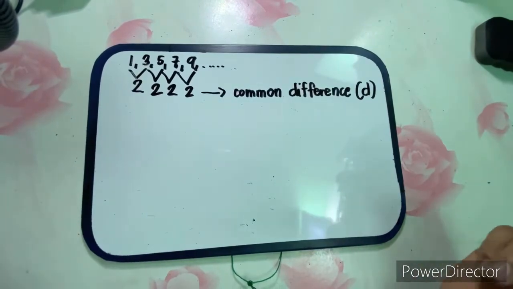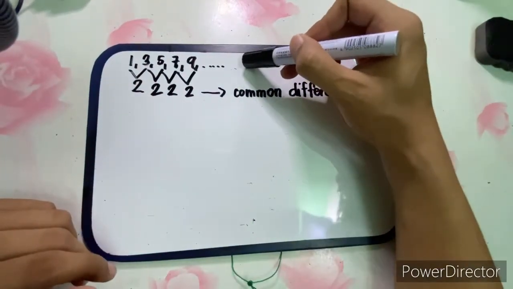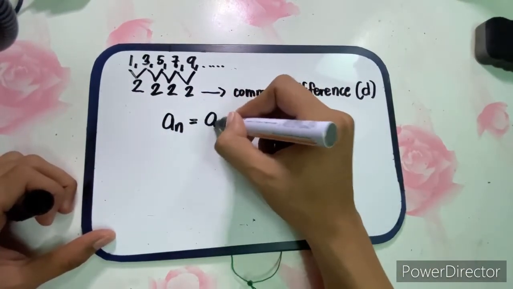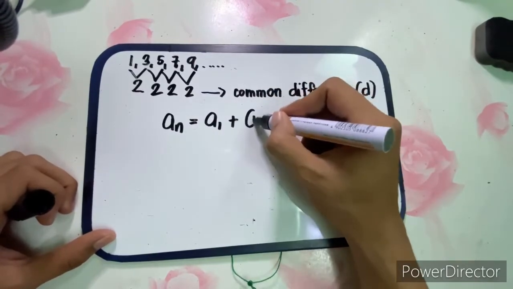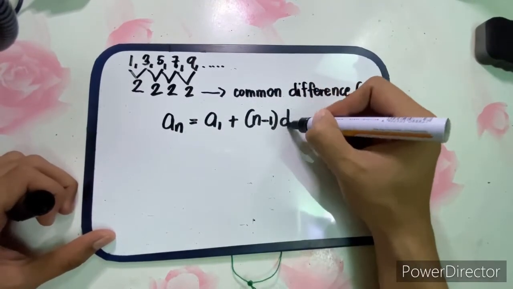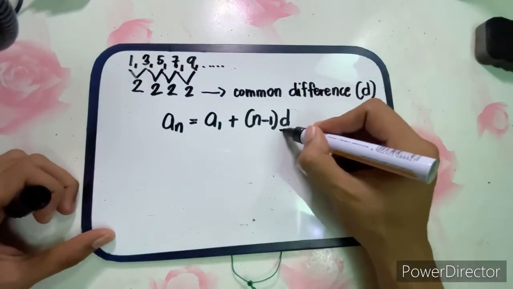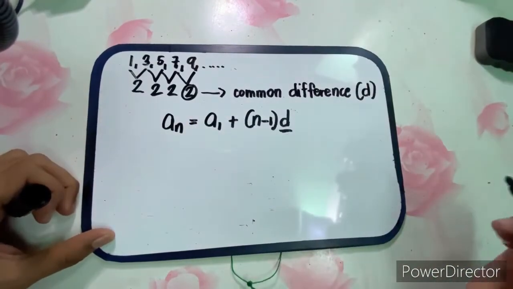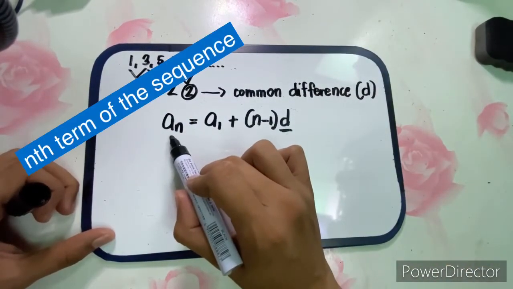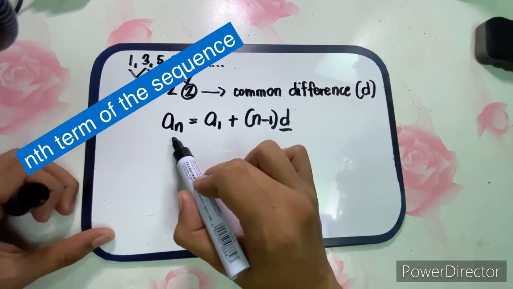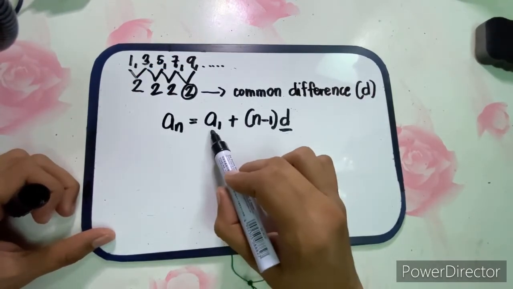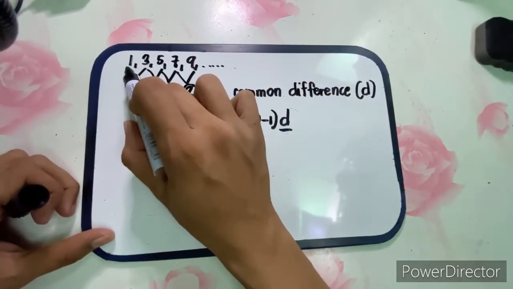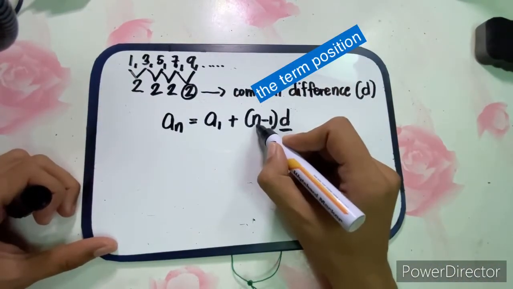Now, how can we get the explicit formula of this arithmetic sequence? We will have a sub n is equal to a sub 1 plus the quantity of n minus 1 times d. We know already that d is the common difference. Here the common difference again is 2, right? Now, a sub n is what we call the nth term of the sequence. A sub 1 is the first term of the sequence. Here, the a sub 1 is 1, okay? The first term. Then n here is the term position.